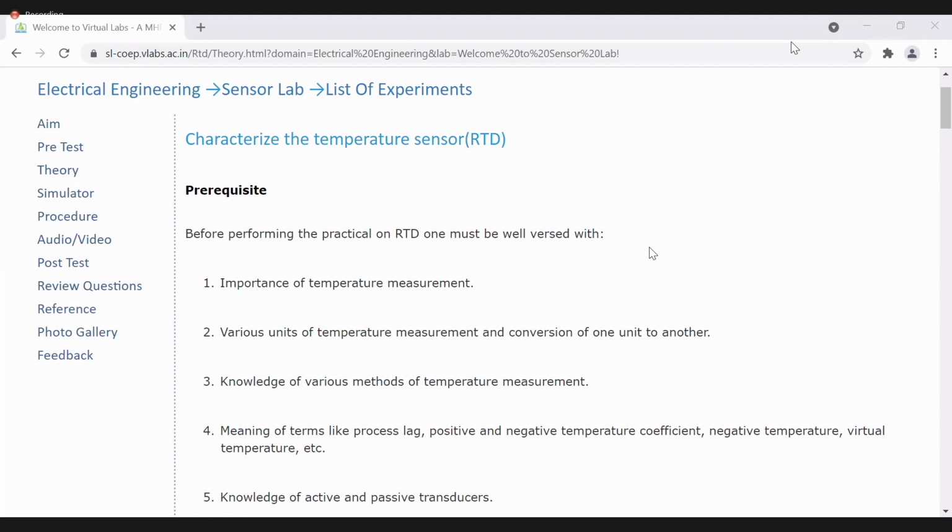CSC 910. CSC 9, roll number 10. CSC 916. CSC 918. 18 or 16? 18, sir.